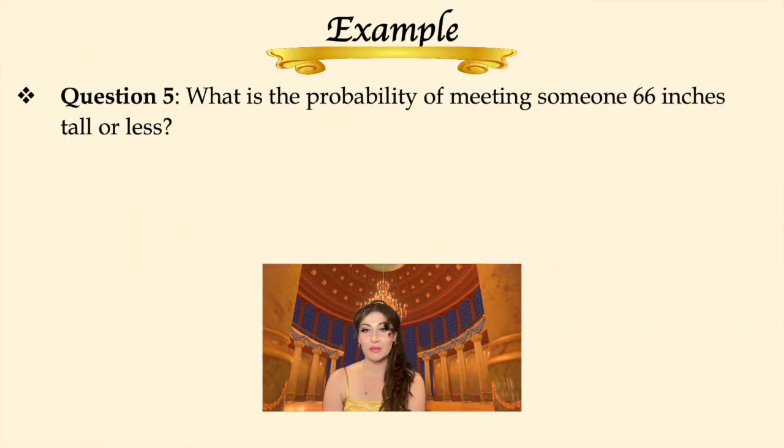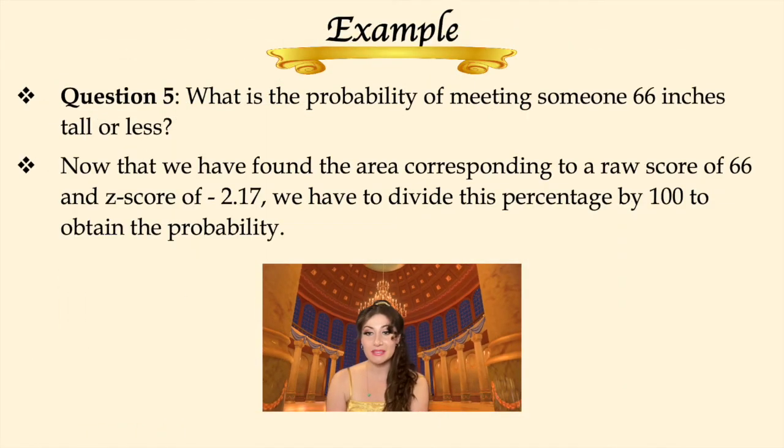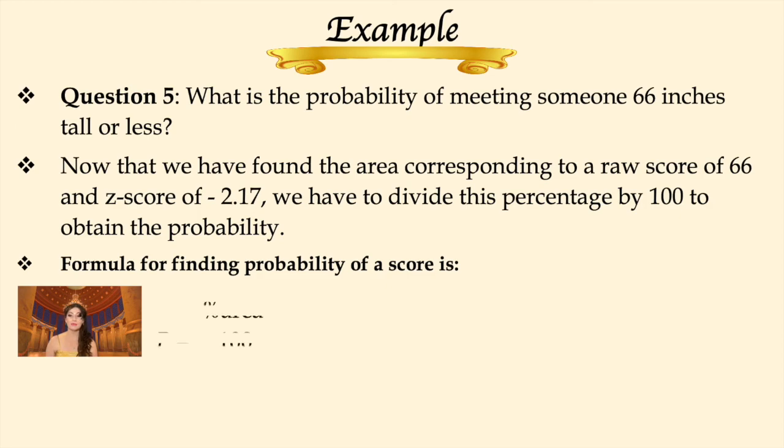So going back to our original question, what is the probability of meeting someone 66 inches tall or less? Now that we've found the area corresponding to a raw score of 66 and a z-score of negative 2.17, we have to divide the percentage by 100 to obtain the probability. The formula for calculating probability of a score is dividing the percentage of the area by 100. The percentage for our area in this case is 1.50.